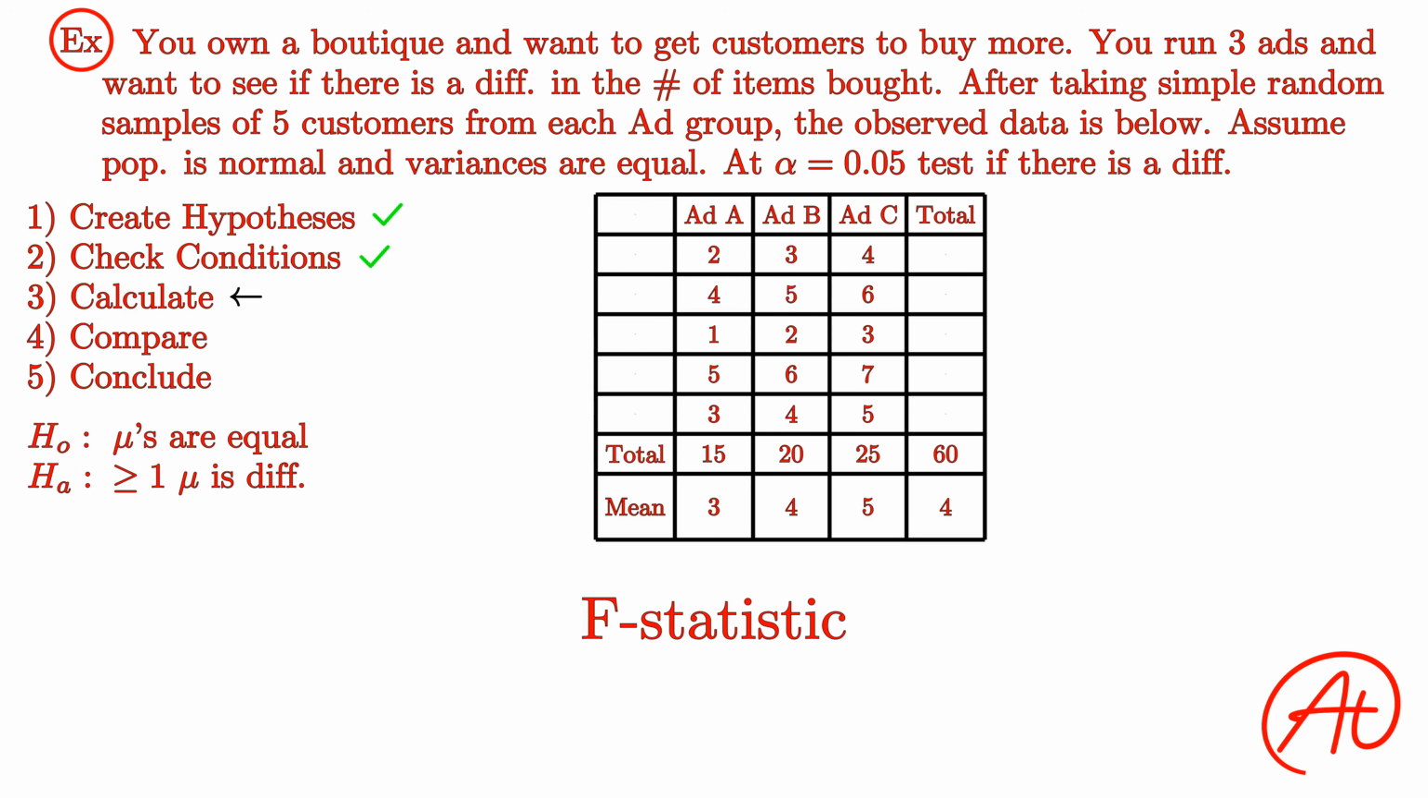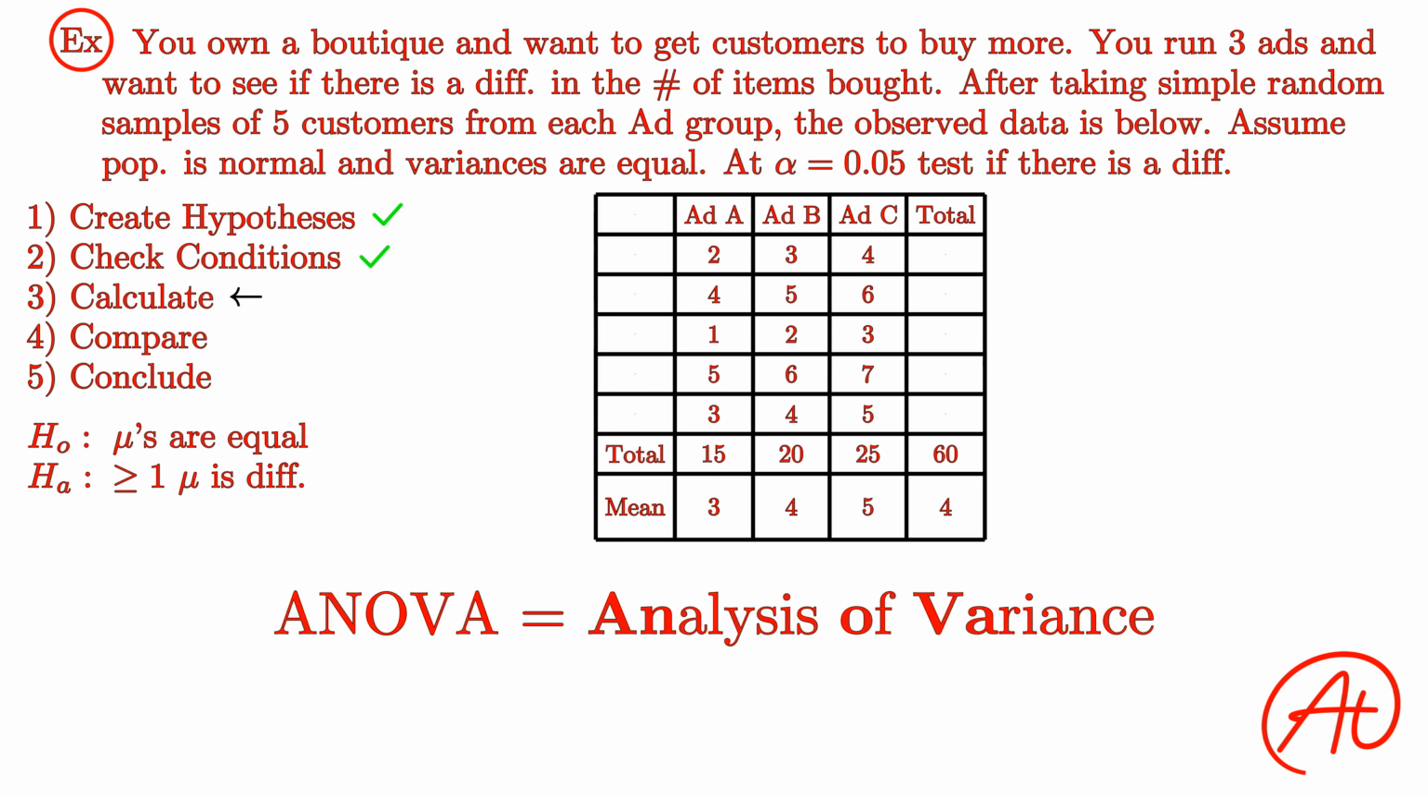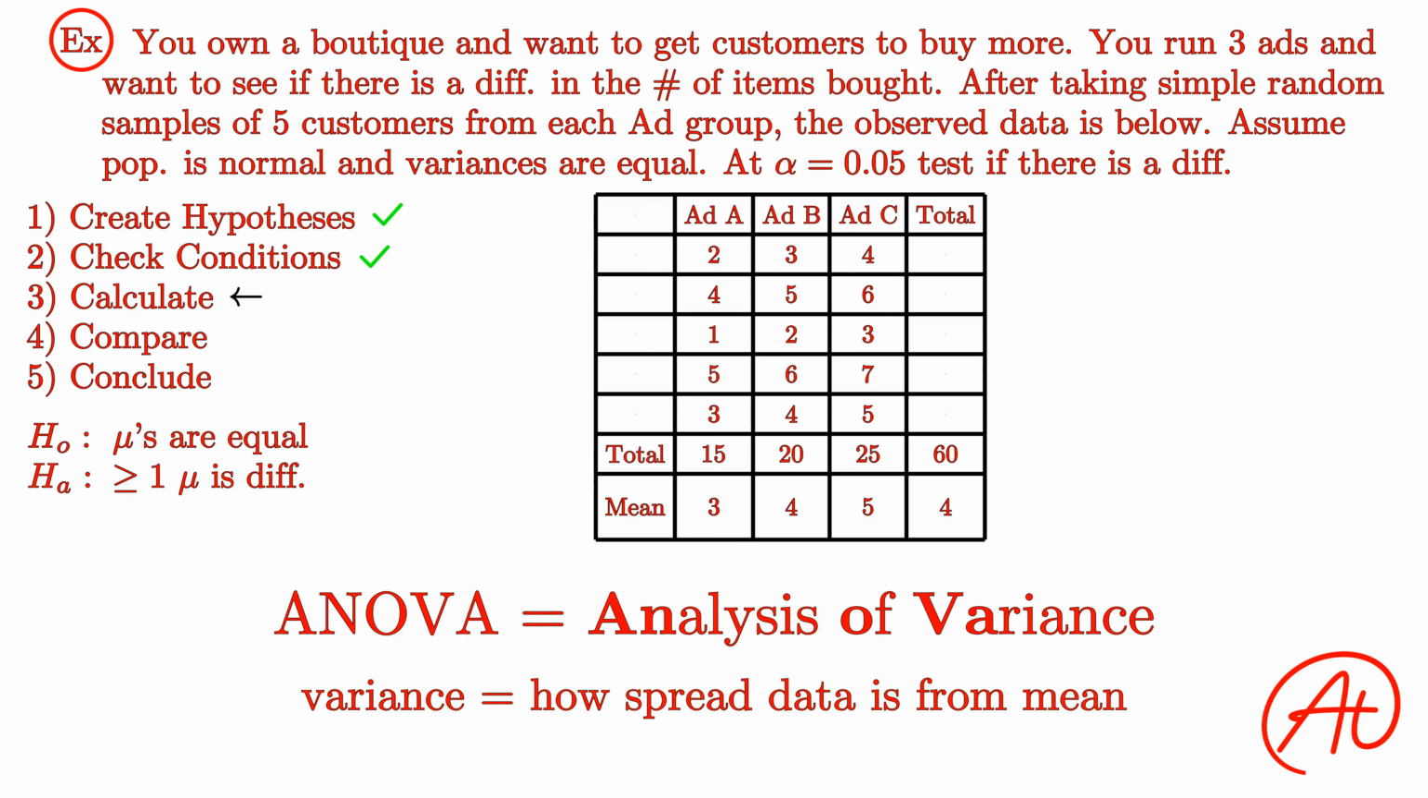Well, to understand that, let's take a step back and understand what an ANOVA test actually is. So first off, ANOVA stands for Analysis of Variance. And as a reminder, a variance is a measure of how spread your data is from your mean. So for these tests, we're analyzing these variances to see how much our data varies from the mean within our different groups and across our different groups.